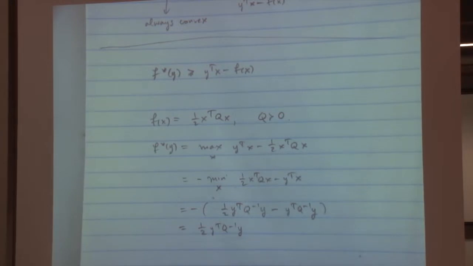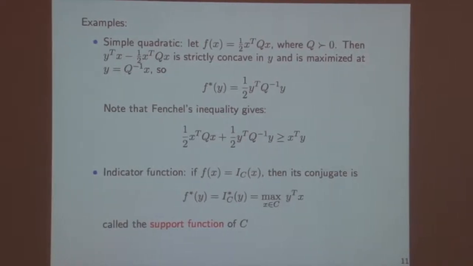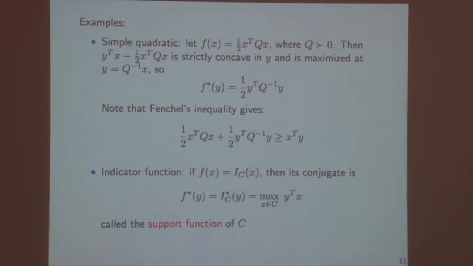Fenchel's inequality, if we apply it to this, is going to give us the following fact. If I take any positive definite Q, 1/2 x transpose Qx plus 1/2 y transpose Q inverse y is bigger than or equal to x transpose y. That was a trivial inequality to derive from the properties of conjugates, but it may not have been one that you know already. Maybe a pretty non-trivial inequality when it comes to quadratics.